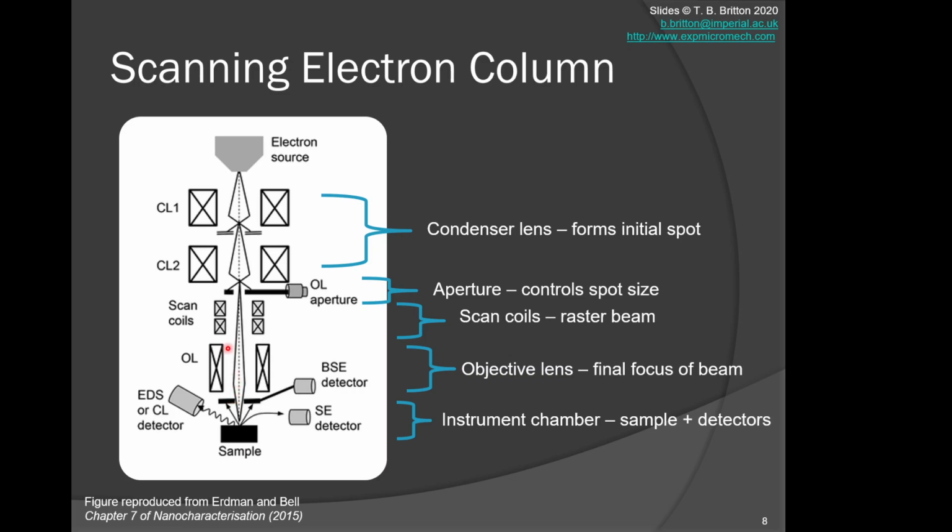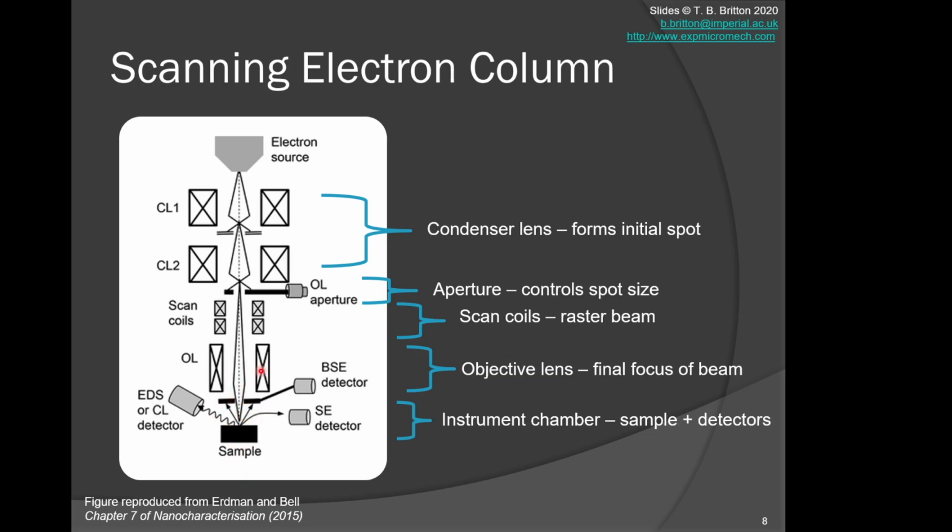By changing the strength of this, we change the location where this probe can focus. And in the SEM, that can often vary from a few millimeters ahead of the pole piece down to the order of 40 millimeters. And that is phenomenally useful if we want to scan across very high topographical samples in our microscope.